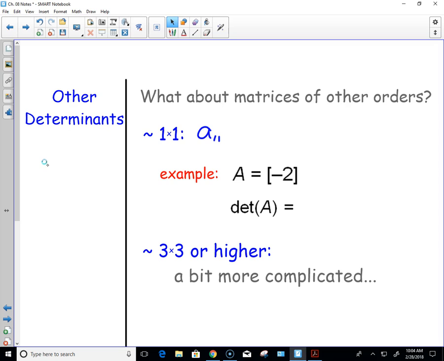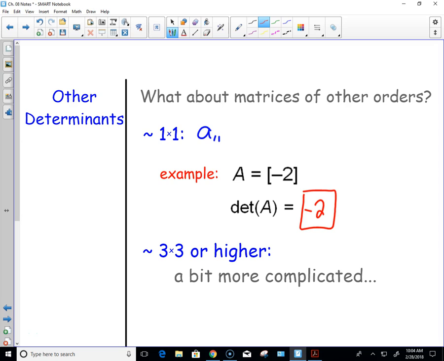Because the determinant of a 1x1 is itself. Oh, well, that one's kind of lame and boring, but there's nothing really to do to it. The determinant of a 1 by 1 is itself. Kind of like the derivative of e to the x, but that's calculus. Okay, so the determinant of a 1 by 1 is itself.